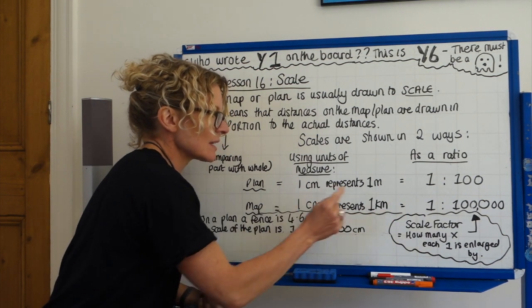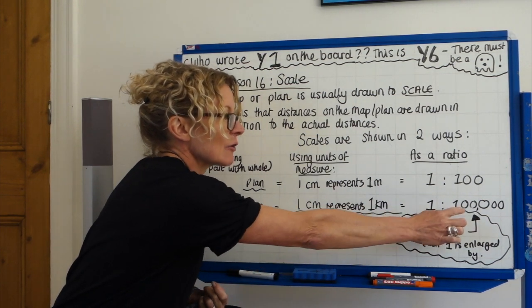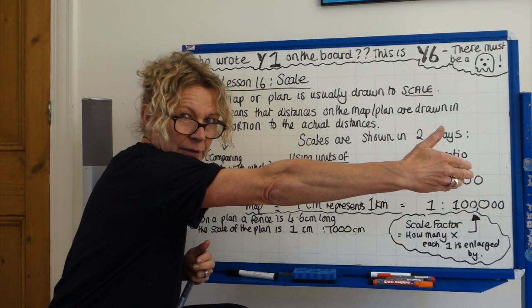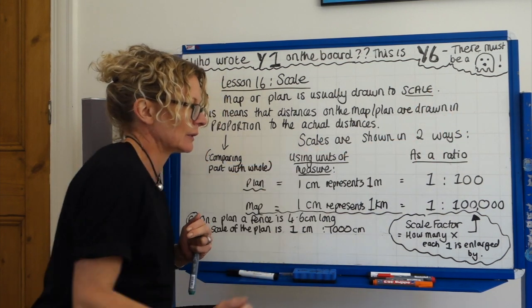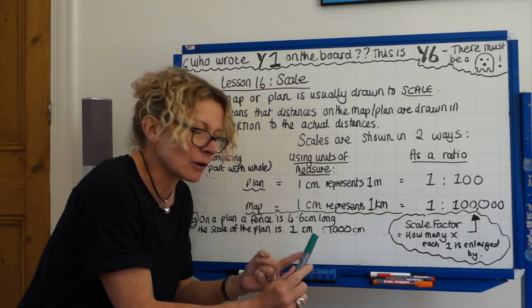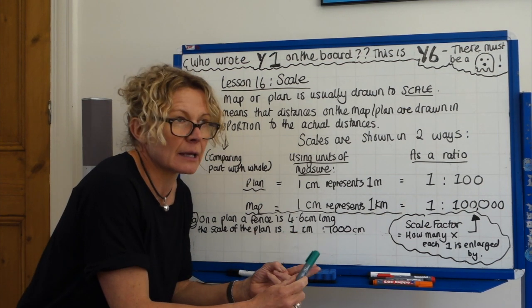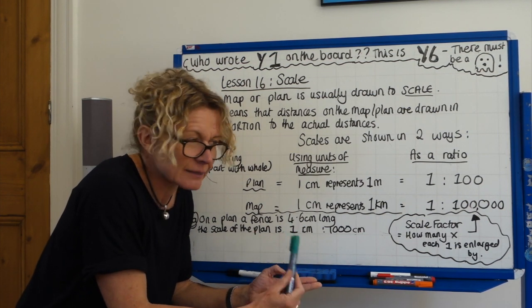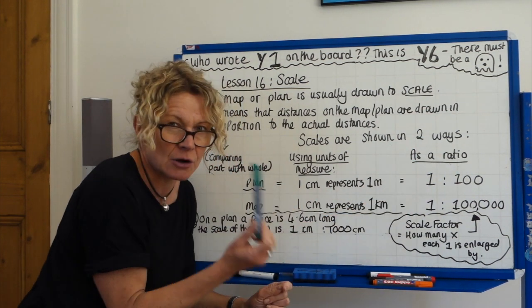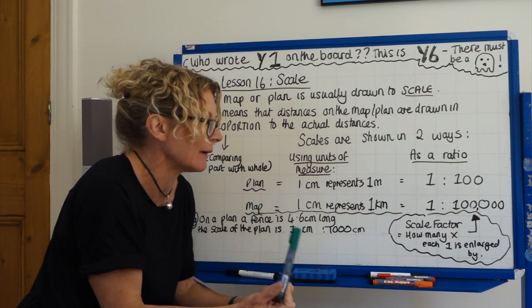So for every 1 centimetre on the map, there are 100,000 centimetres in the real life, in the real world, if you like, okay? Now, on questions that I've seen on SATs papers, in exercise books, this ratio, when we're looking at scale, is often referred to as scale factor.